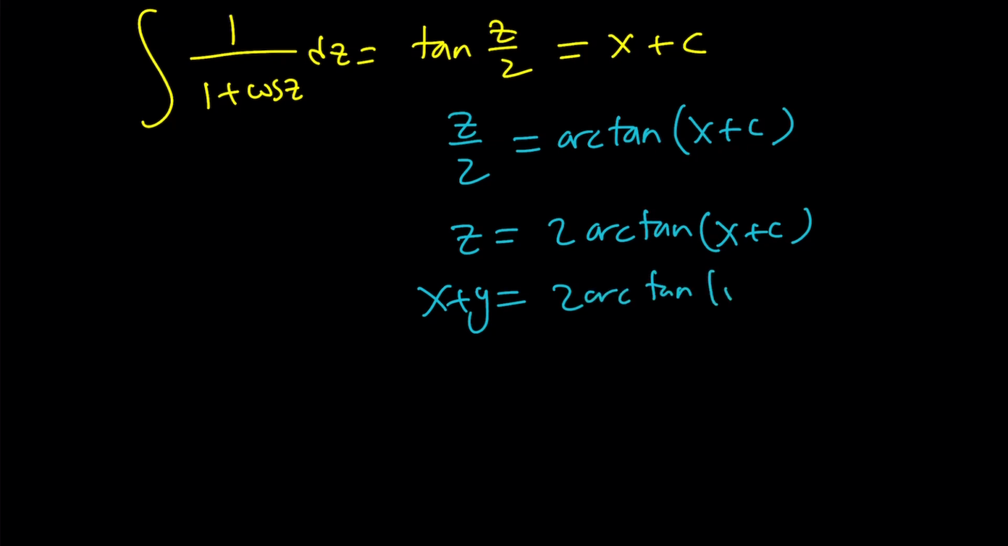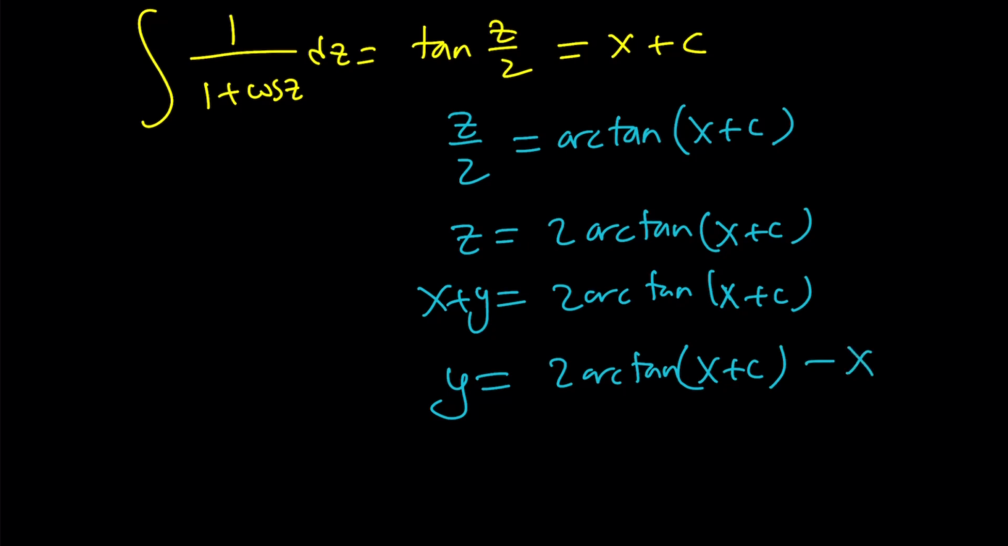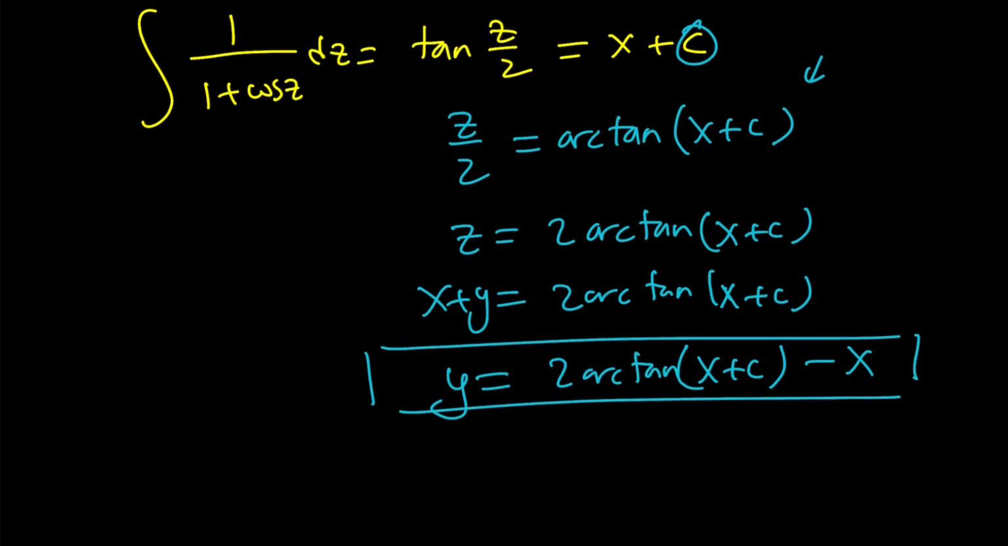Don't you love it? At the end of a problem, you've done so much work, and this is the easiest part. And you can isolate y from here and write this as 2 arctan x plus a constant minus x. Obviously, we're not adding a constant here because we already added, so we're all good. And that will be the solution basically. But of course, we have to consider different cases.